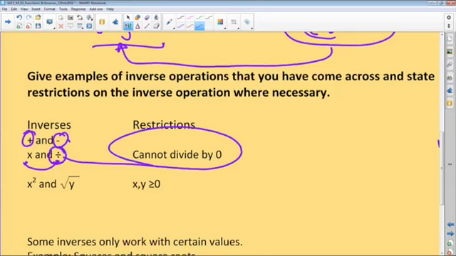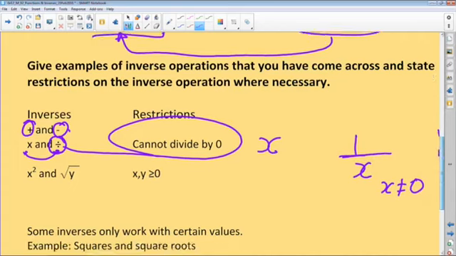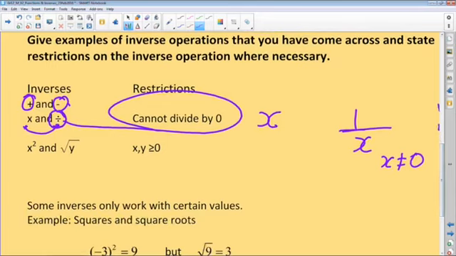All right. So if you have x, then 1 over x would be its inverse if we're talking about a fraction. And we know that x cannot be equal to 0 because we cannot divide by 0. It is undefined. All right. Then another classic one that we use is squares and square roots. And here the restriction is that the numbers x and y must be greater than or equal to 0.